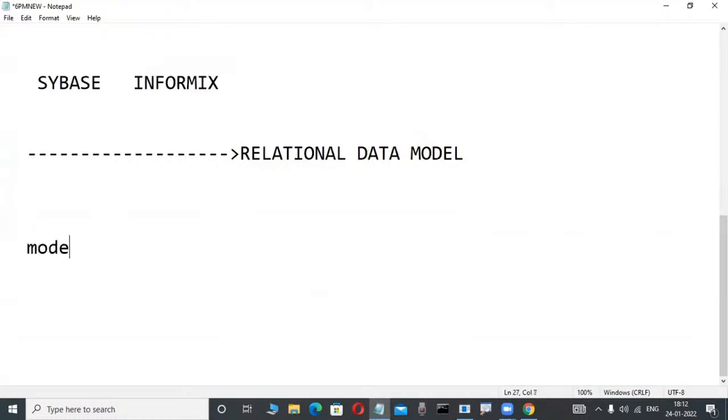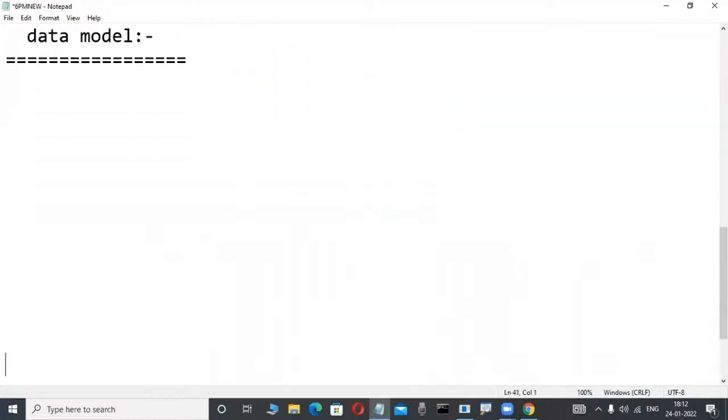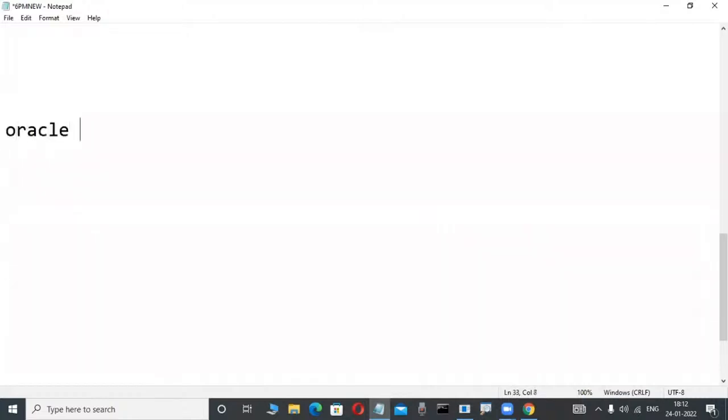Concentrate here. It is an easily understandable model. What does data model mean? Slowly observe it here. Suppose Oracle is a product. This Oracle database, or any relational database, has two types of structures, as I told you in previous classes. One is the logical structure, and another one is the physical structure.